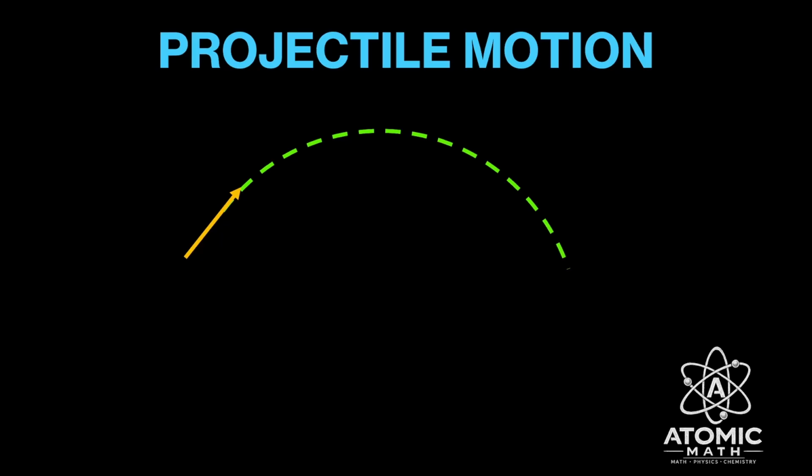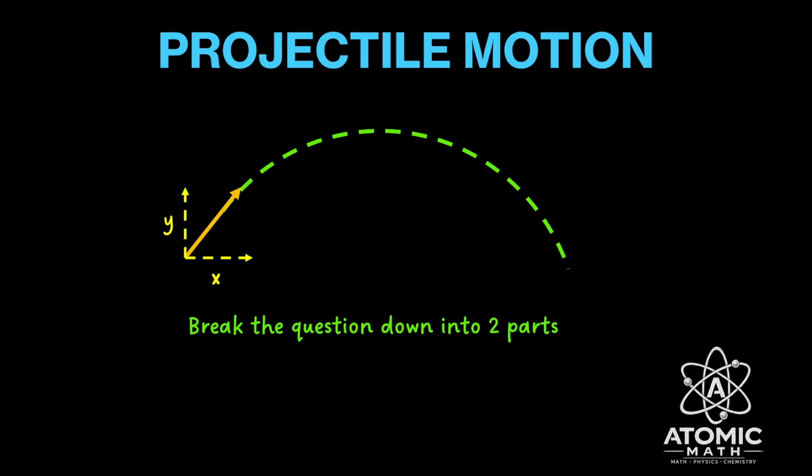Basically, it looks like this. But we can always take that vector and break it into its x component and its y component. And once we do, we can treat the two directions completely separately, almost like they're two different questions. So if we break it into two parts, we're going to make it a lot more simple. So we need the horizontal part and we need the vertical part.